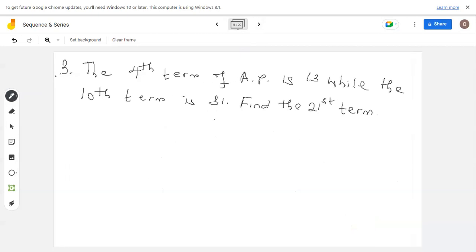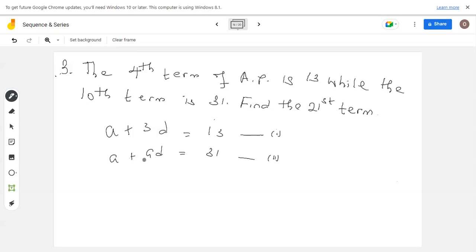Question 3 tells us the fourth term of an AP is 13, while the 10th term is 31. Find the 21st term. In this case, the fourth term is A plus 3D, which is equal to 13. Let that be equation 1. Then the 10th term is 31. That is to say, A plus 9D is equal to 31. Let this one be our equation 2.